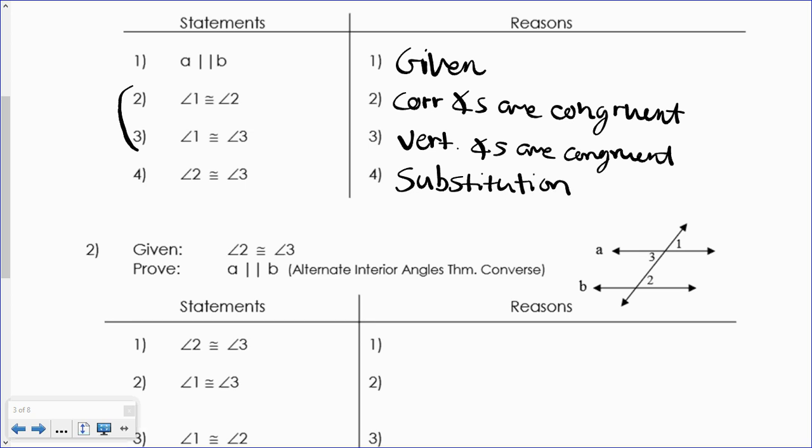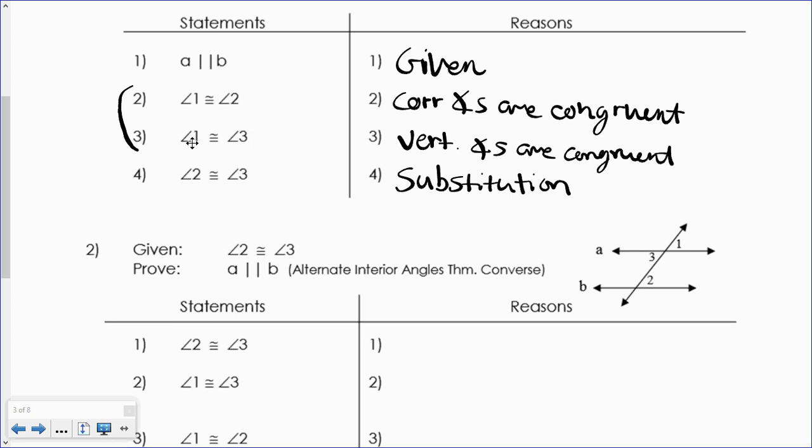It's called substitution. I'm going to show you why it's called that. If I know that angle 1 is congruent to angle 2, and then I see another angle 1 right here, can't I swap out 1 for 2? I can substitute a 2 in for a 1 because I know that they're equal. That's what the substitution property tells you.